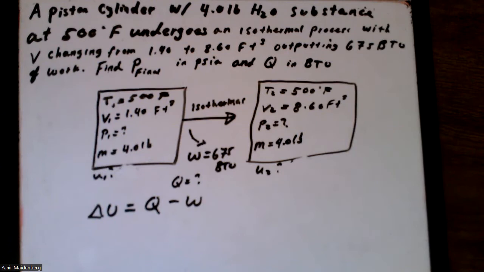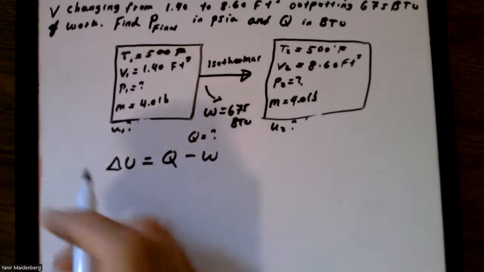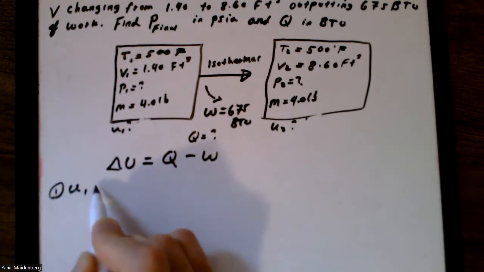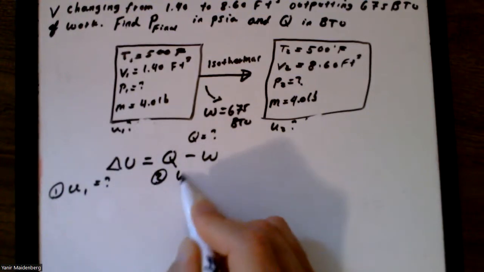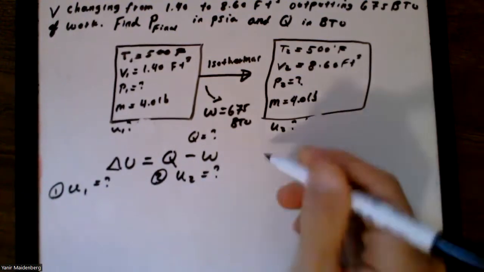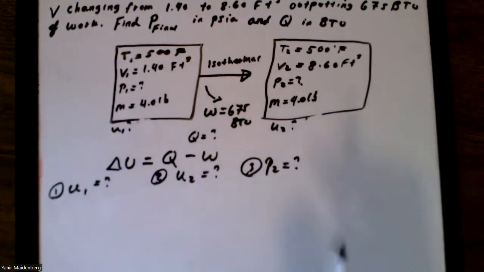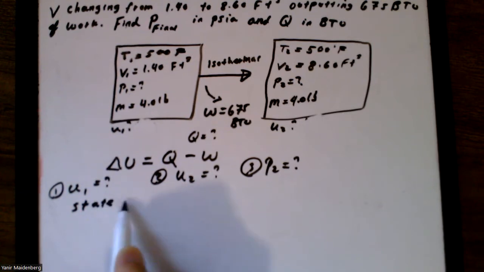So my goal, I have three goals here. Goal number one is to find u1, little u1. I can find that on the table. Goal number two would then be to find u2. And goal number three is to find P2. And if I was asked for P1, I could do it too, but I'm not. It's not a big deal. Okay, so I'm going to go for state one and check that out.